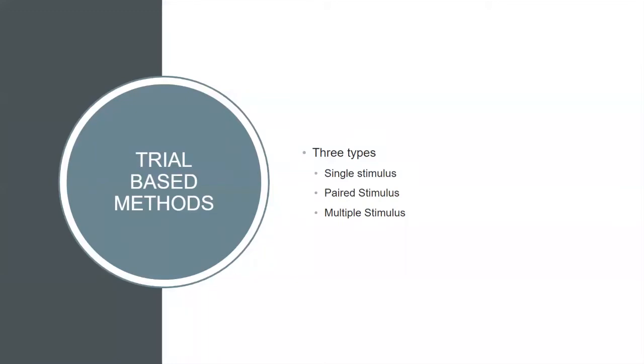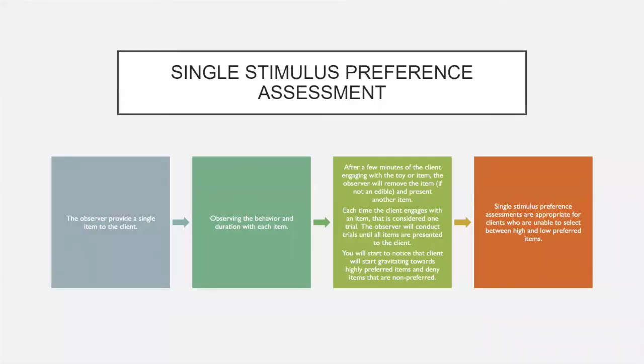Next, we are going to discuss the three trial-based methods, which are single stimulus, paired stimulus, and multiple stimulus. A single stimulus preference assessment is when the observer provides one single item to the client and observes their interaction with that item. You're going to want to use a variety of items to use one at a time. Each time you present an item, that is considered one trial.